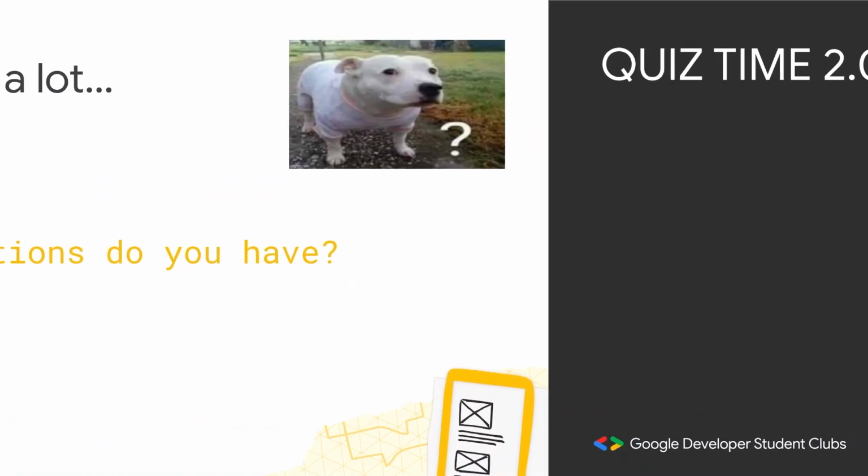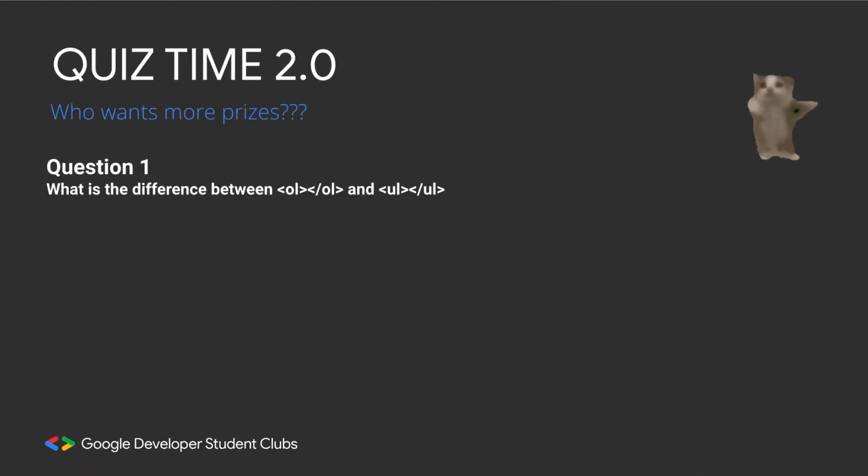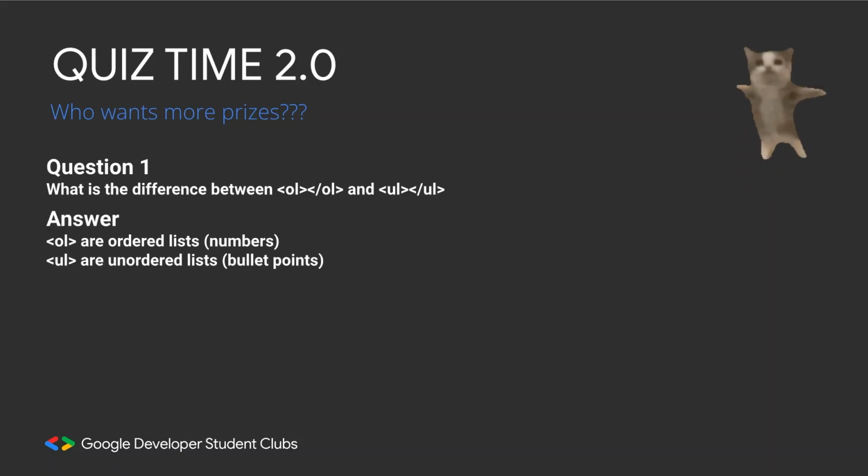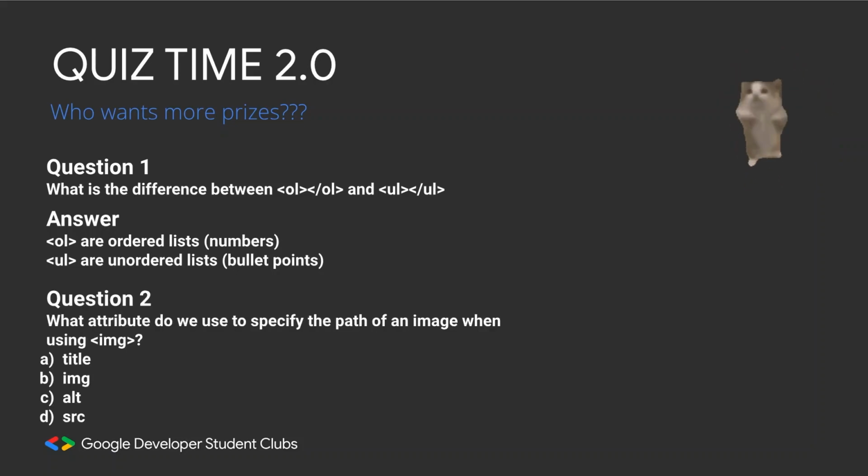Okay, quiz time. What's the difference between OL and UL tags? OL is an ordered list that gives numbers, and UL is unordered. Nice, good job. Question 2: what attribute do you use to specify the path of an image when using the image tag? Anyone remember? There are options, A to D.